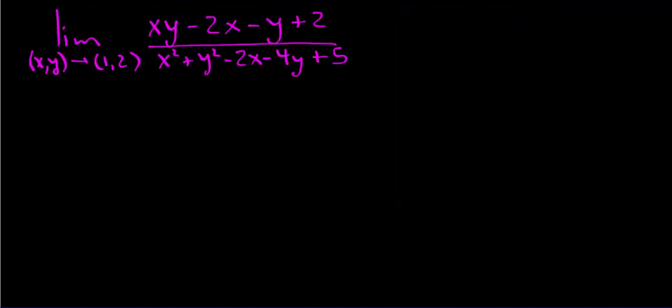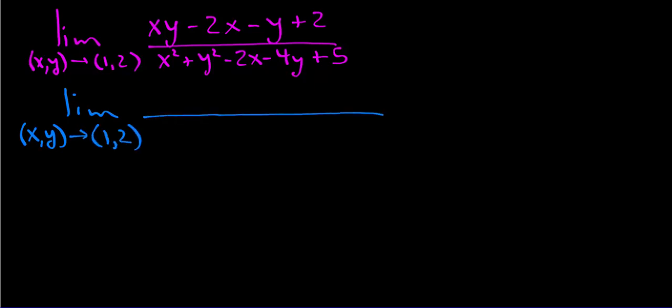Okay, so this one here, it's a little bit tricky, but we need to find two paths where this thing has a different limit. So one of the things I want to do is I think I just want to use my algebra, get it factored. And that means grouping. So I can group the top, xy minus 2x minus y plus 2. And down here, I'm going to group things together.